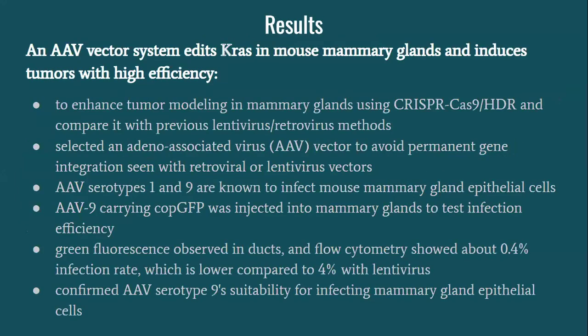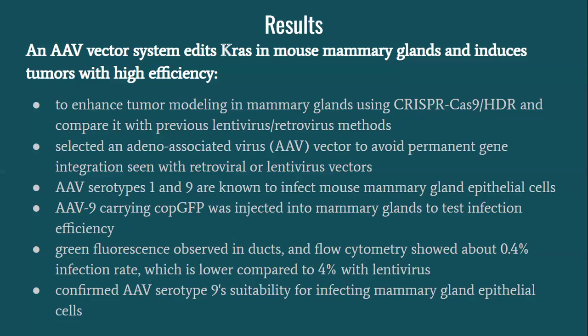So the results were as follows. An AAV vector system edits KRAS in mouse mammary glands and induces tumors with high efficiency. So this was proven. KRAS is a gene that's responsible for tumorigenesis, and specifically for breast cancer. This is an important gene.